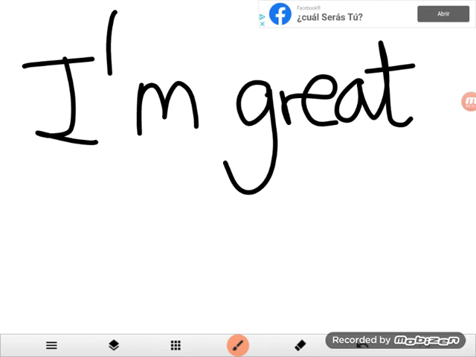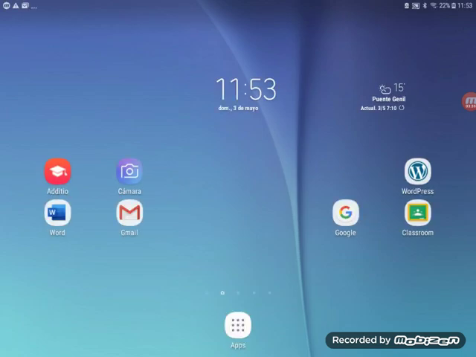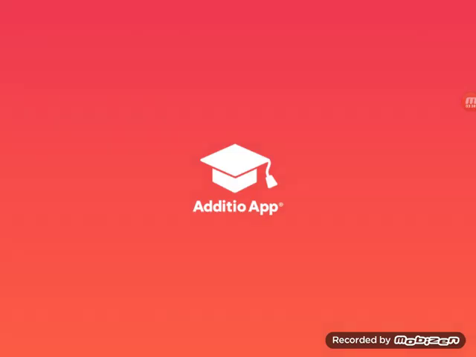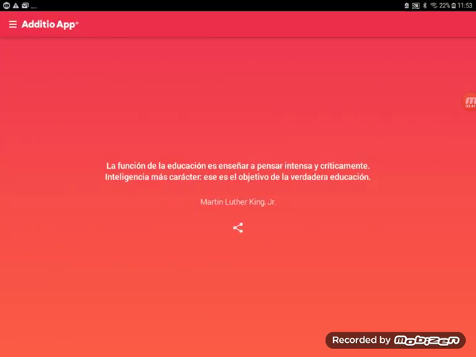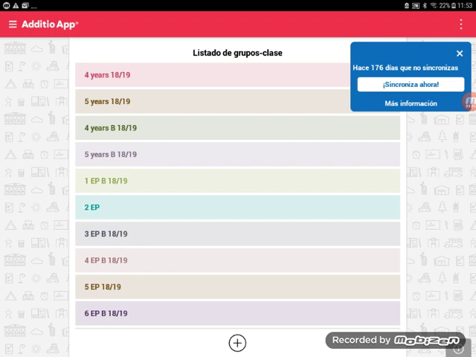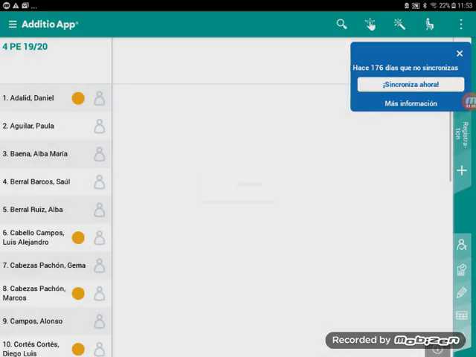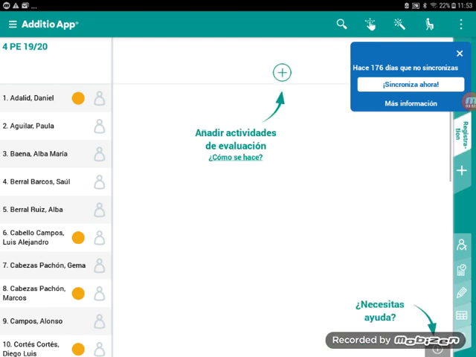Okay, now the registration. Remember that the registration is very, very important. So the registration is going to be open, and it's going to be used to check if all of you are in the class. Okay, so let's go with the registration.